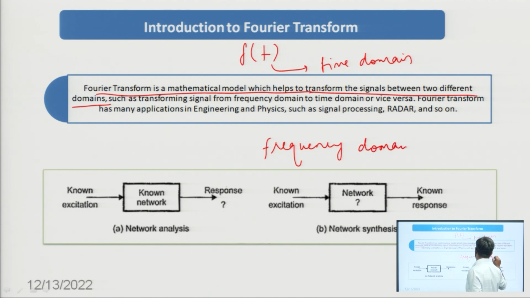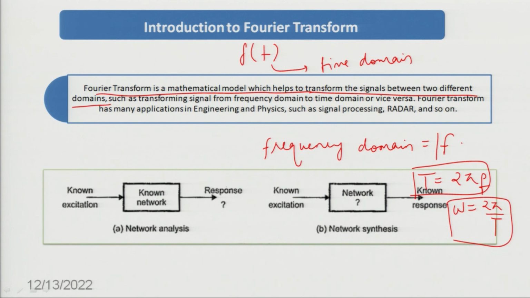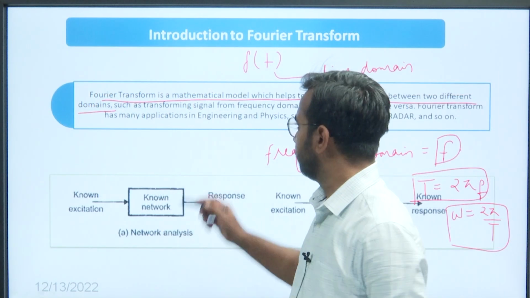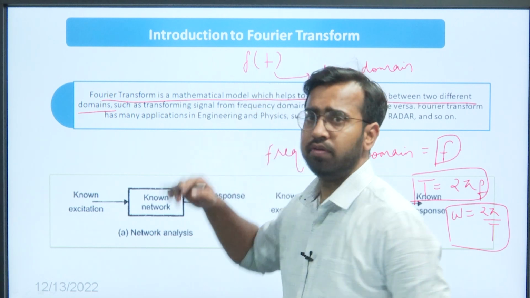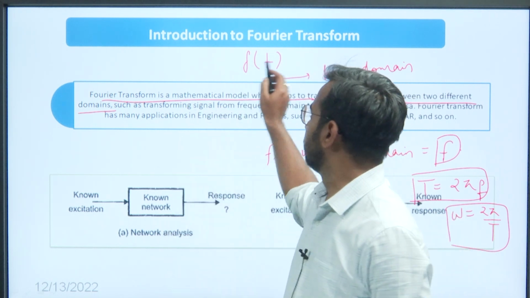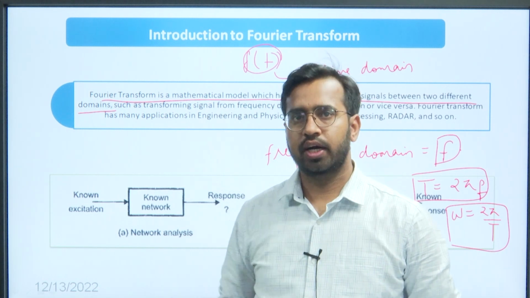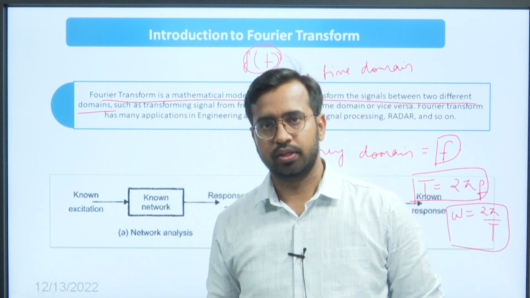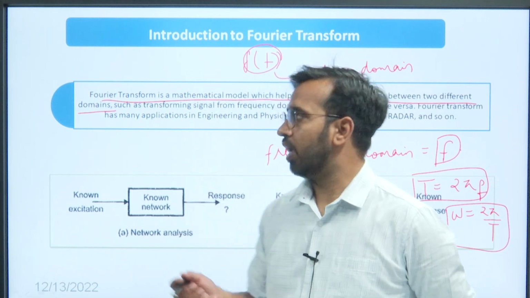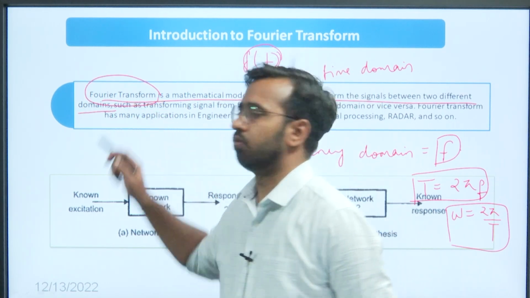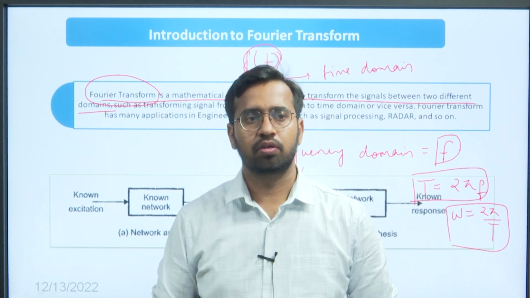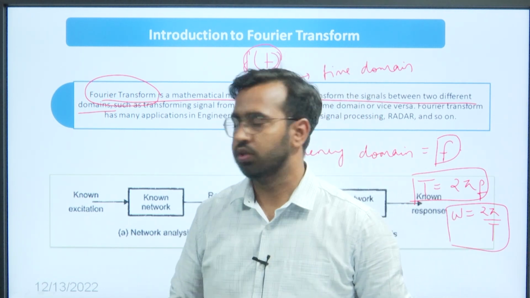Frequency we basically represent by F, or omega is equal to 2 pi f, or omega is equal to 2 pi by T. These are various ways through which we can express the frequency. Suppose we have a signal in the time domain and we want to convert it from the time domain to the frequency domain. We should have some tool which will help us in doing this, and that tool is Fourier transform. It converts a given function from the time domain to the frequency domain.